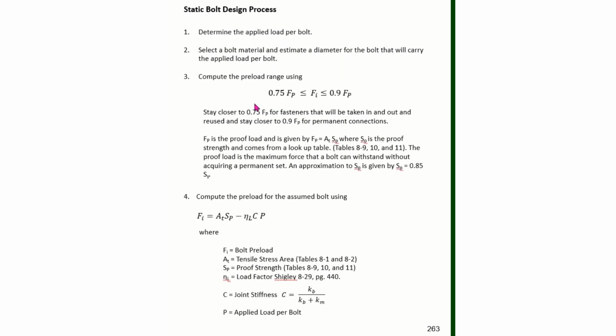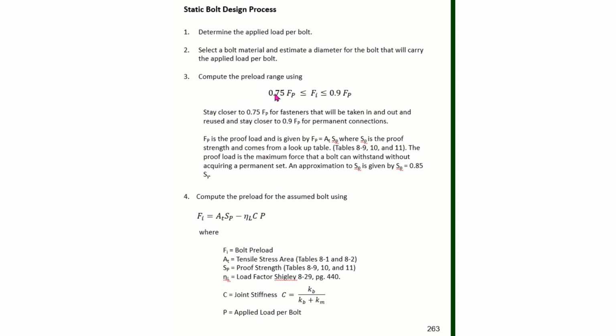So the process is: we determine the load per bolt, we pick a diameter, and we compute Fi. Then we come back and see if Fi falls in this range. If Fi is outside the range because it's too big, then we've selected too large of a bolt and we need to go back and select a smaller bolt diameter and go through this entire process again.